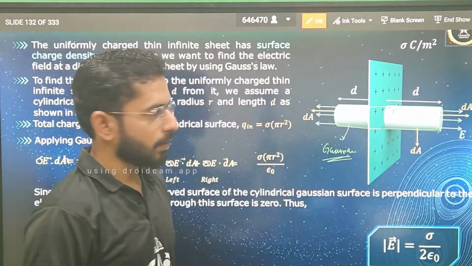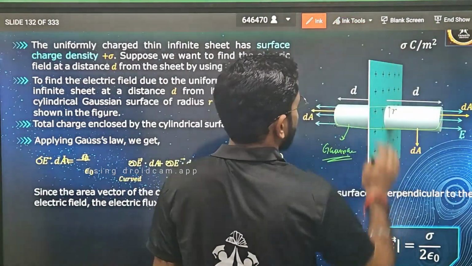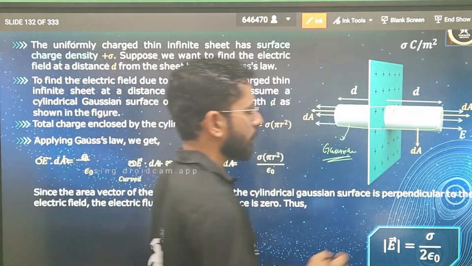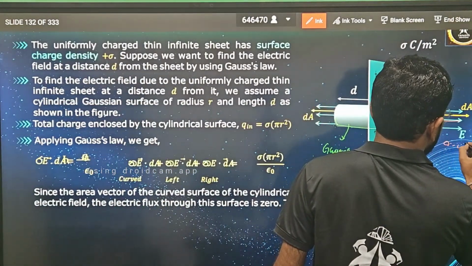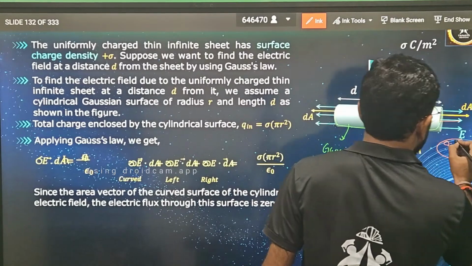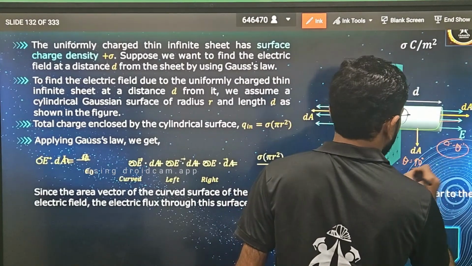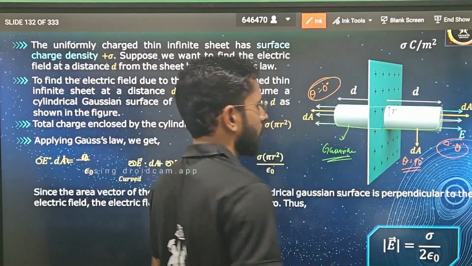Now, second step is what? You tell me, we have done lots of derivations. The second step is finding the angle between the area vector and the electric field. This is the area vector, this is the electric field. What is the angle between them? Theta is equal to 0 degree. Here, for the curved surface, theta is equal to 90 degree. And here again theta is equal to 0 degree.